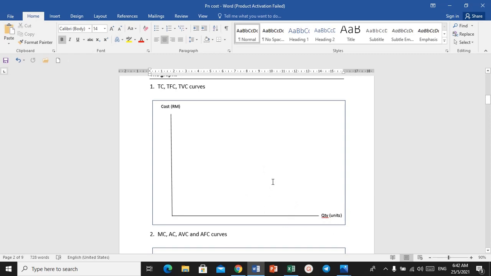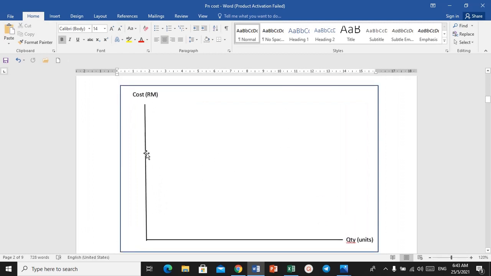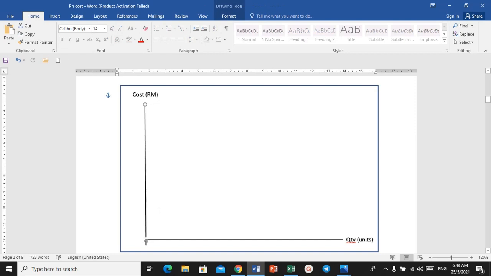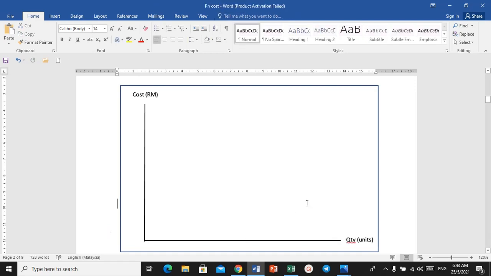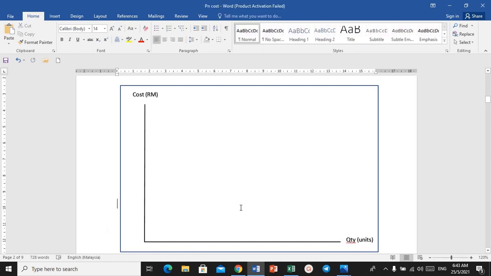Alright, so we are going to start with the first graph. We are going to have these three curves. I have this template. It is not 90 degrees. We have the y-axis and x-axis to represent the cost and the quantity, which is also production. There are some rules on how we should do the sketching.